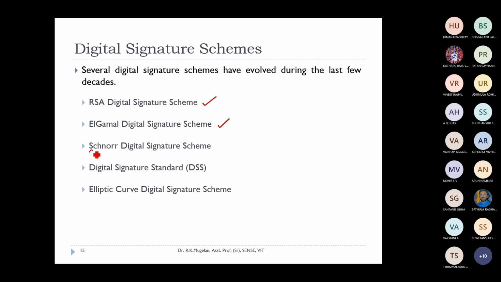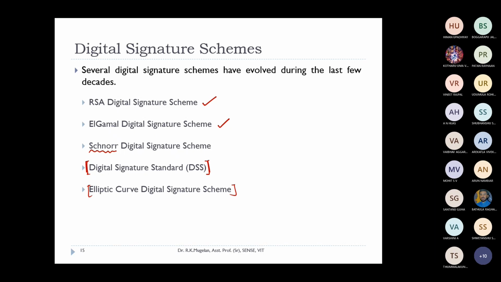Schnorr is also an encryption algorithm which we didn't study because it is not in our syllabus, but we discussed this one digital signature scheme. Then the famous digital signature standard, which is nowadays mostly used in all our banking transactions and all the digital money transactions. They make use of DSS. Then our elliptic curve digital signature scheme, an add-on which will help us reduce the computation complexity. We'll see one by one.